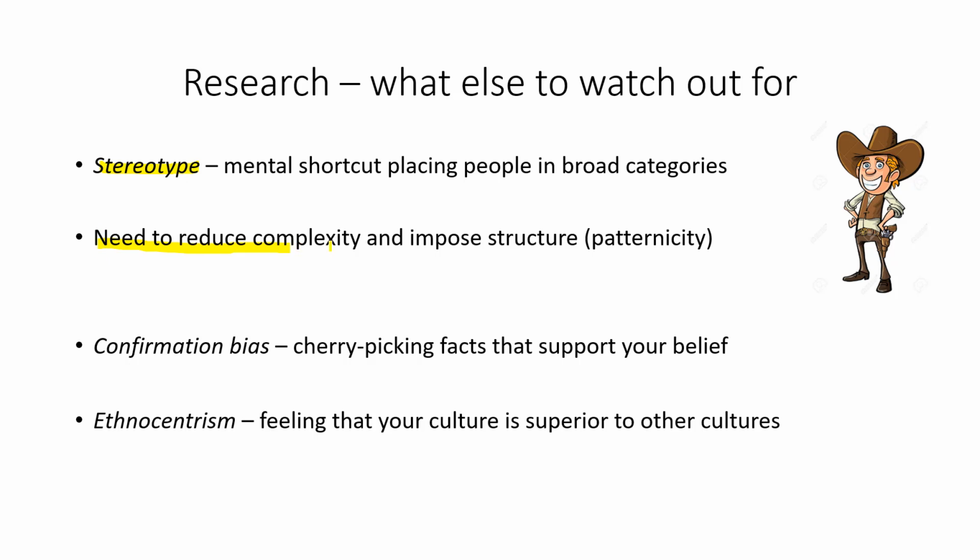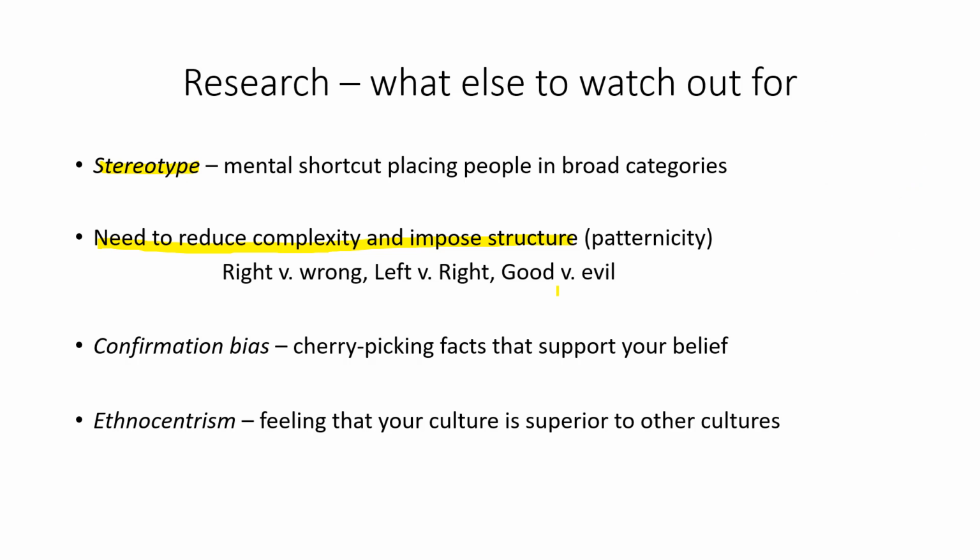Another thing we tend to do is to reduce complexity. We don't like those gray areas. We are much more comfortable if there's a definite pattern or a structure to what's happening, particularly the binary, dichotomous type of thinking of right versus wrong, left versus right, up versus down, in versus out, good versus evil. That's more natural to our brains and easier for us to put things into patterns that makes it less complicated for us. So that's another thing we have a tendency to do that we've got to watch out for.